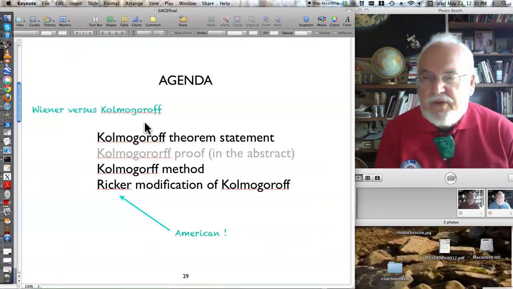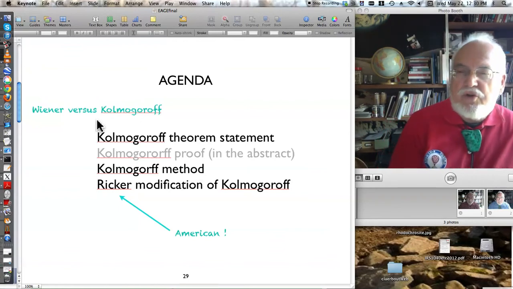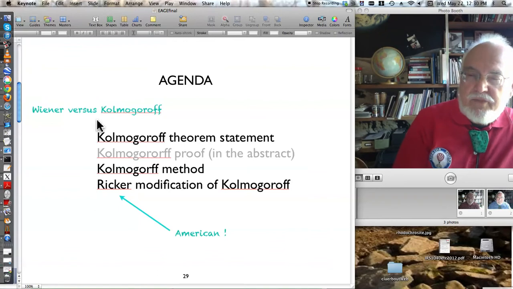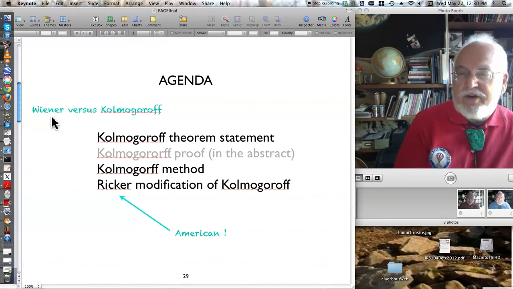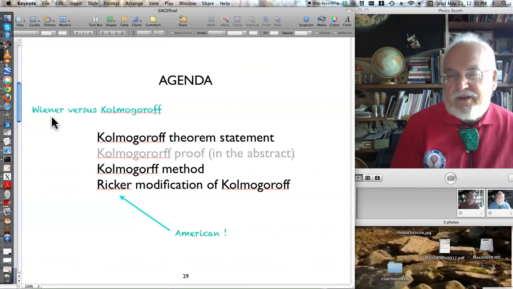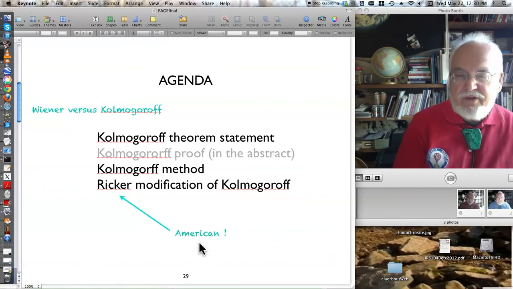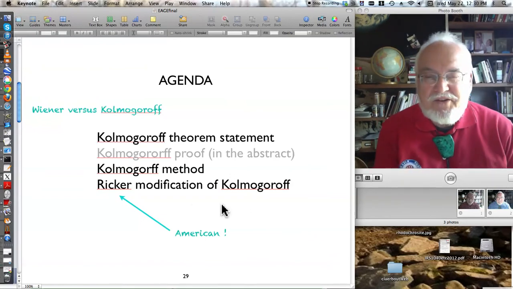I should mention, by the way, during the Great War, there was some competition between a Russian mathematician here, Kolmogorov, and an American mathematician, Norbert Wiener. And you can see who I think won that competition. Luckily, Ricker, the American, comes along, and he's going to give you today's modification.